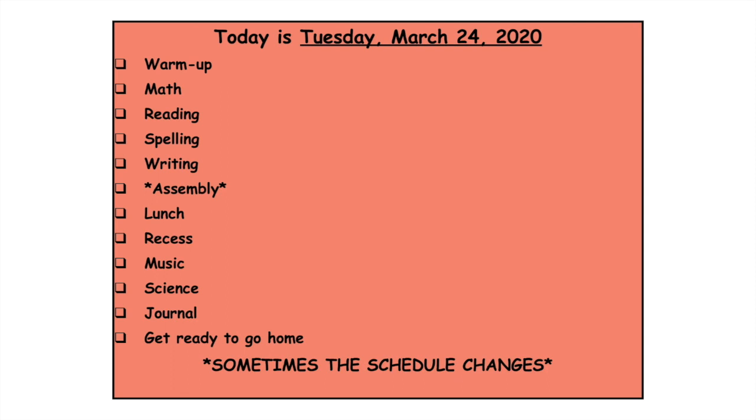I want you to note halfway down, the word assembly has two asterisks by it. Down at the bottom, the note says sometimes the schedule changes. This is important to note if your student has difficulty with changes. Things that might change unexpectedly throughout the day are good things to note and front load your student, to allow for processing time of those schedule changes.